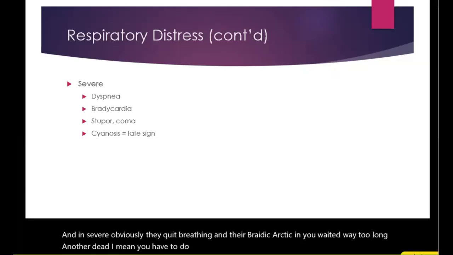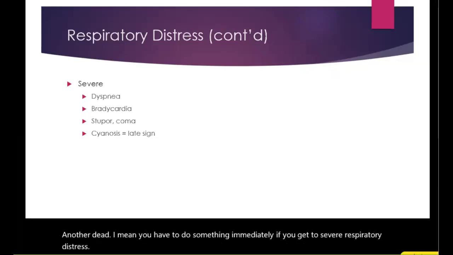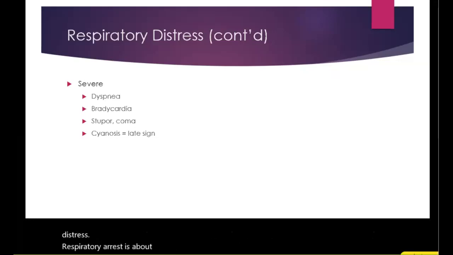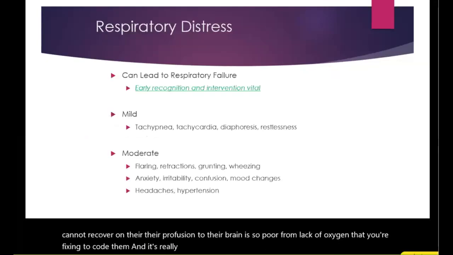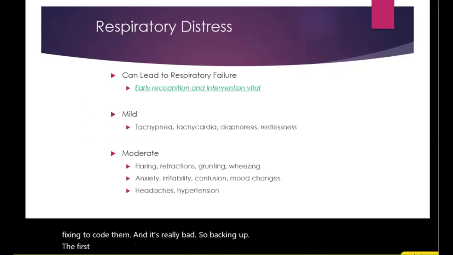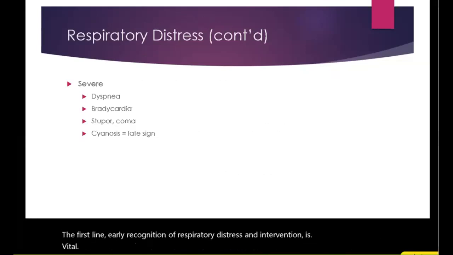If you get to severe respiratory distress, imminent respiratory arrest is about to happen. The oxygen deficit is overwhelming at this point. They cannot recover on their own. Their perfusion to their brain is so poor from lack of oxygen that you're fixing to code them, and it's really bad. So, backing up, the first line: early recognition of respiratory distress and intervention is vital, because that is what it leads to.